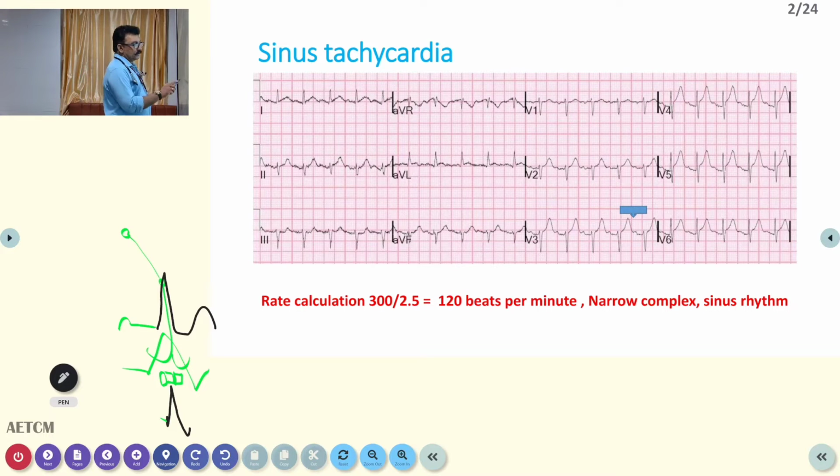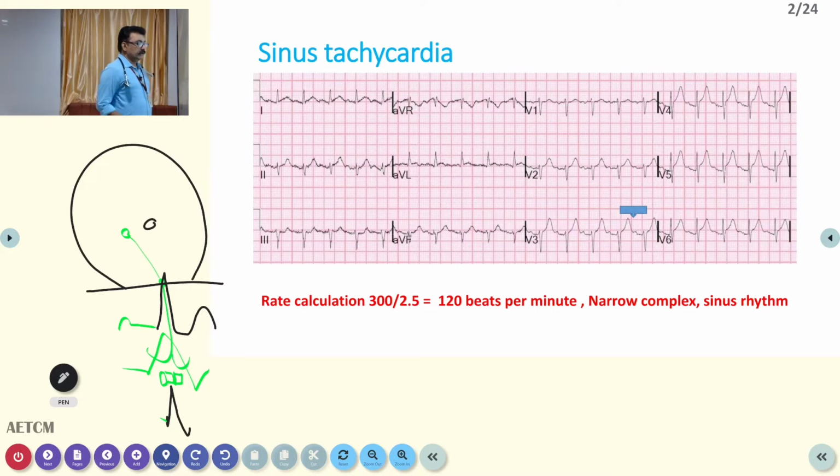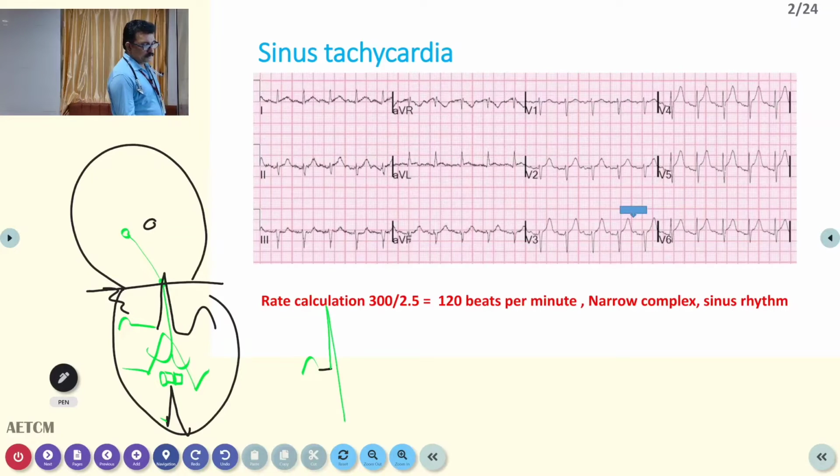What you should understand is narrow complex means the rhythm is originated above the ventricle. If wide complex, sometimes the rhythm abnormality can be in the ventricle or there is a conduction defect in the conduction system. Normally when we run, when we are frightened, or when we have fever, we have tachycardia. That is called sinus tachycardia. Sinus tachycardia means you are seeing a P wave, a PR interval, then a QRS complex. Only thing is the rate of the heart is very high, more than 100 beats per minute.